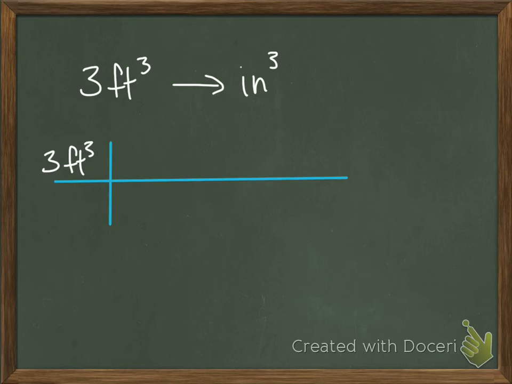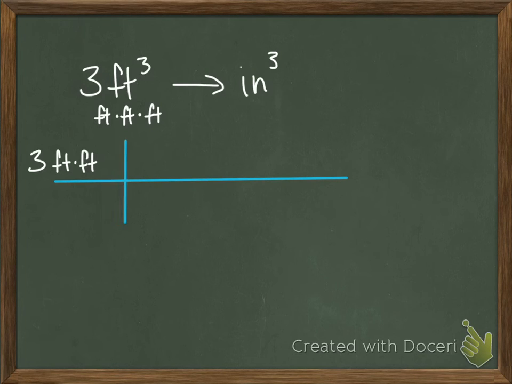Well, feet cubed, I'm going to rewrite that. I'm going to say, okay, well, feet cubed is really feet times feet times feet, because there are 3 of them. So I'm going to move my 3 over a little bit. I'm going to say feet times feet. Move my bar over. Okay. Times feet. So now I want to get rid of the feet. I want inches cubed, but I got to get rid of all 3 of those.